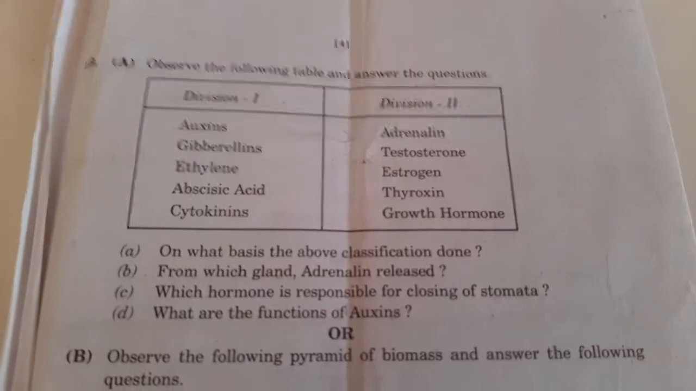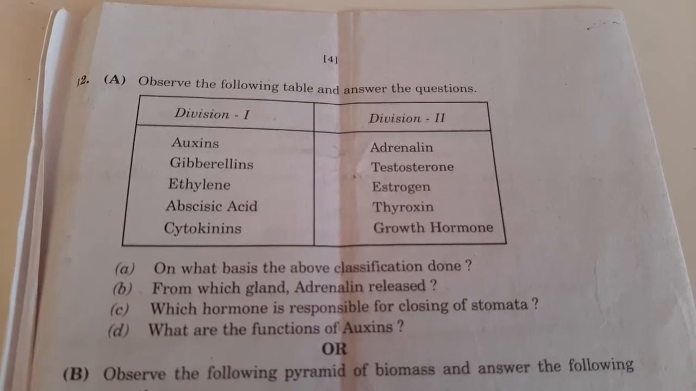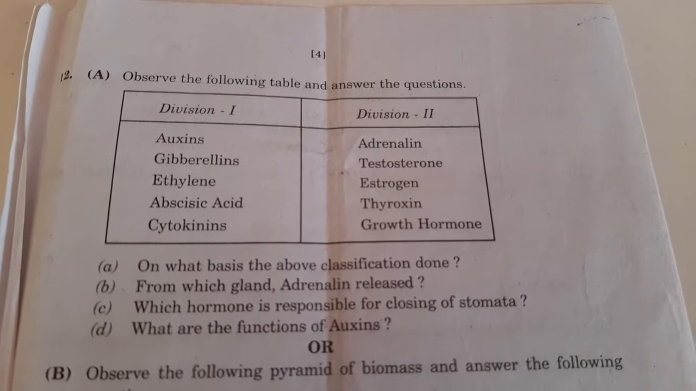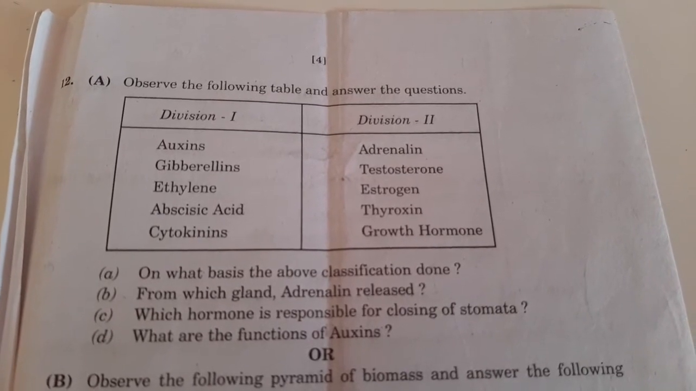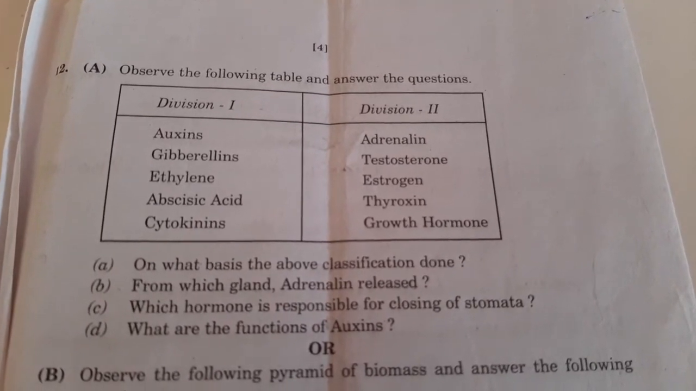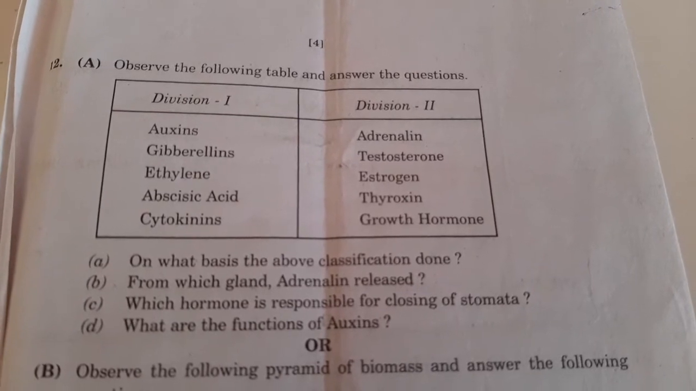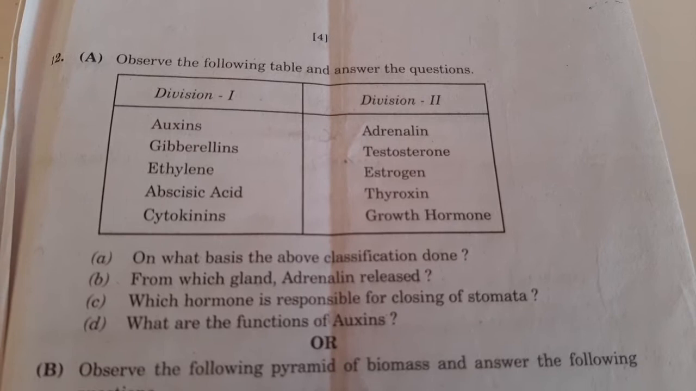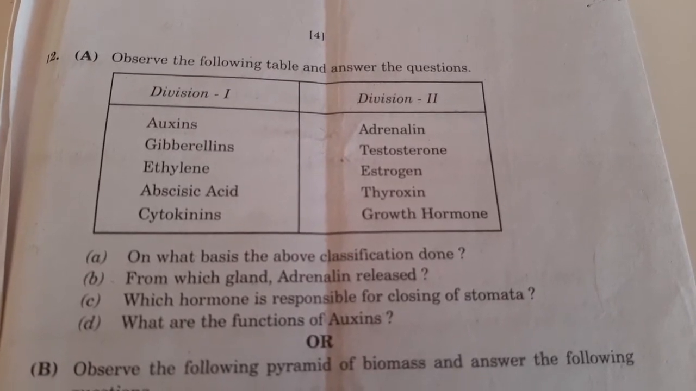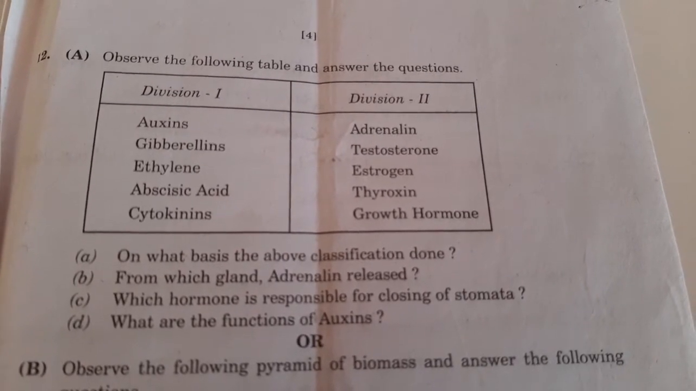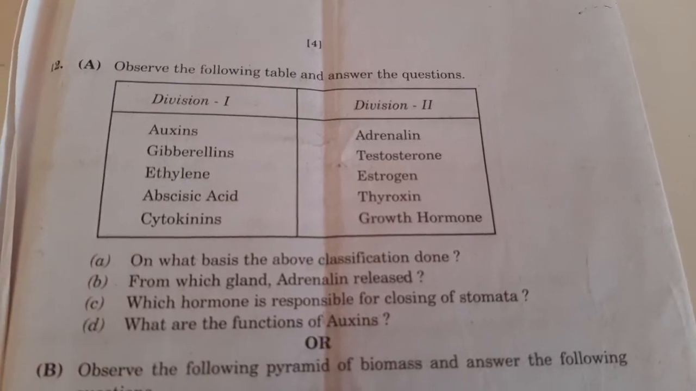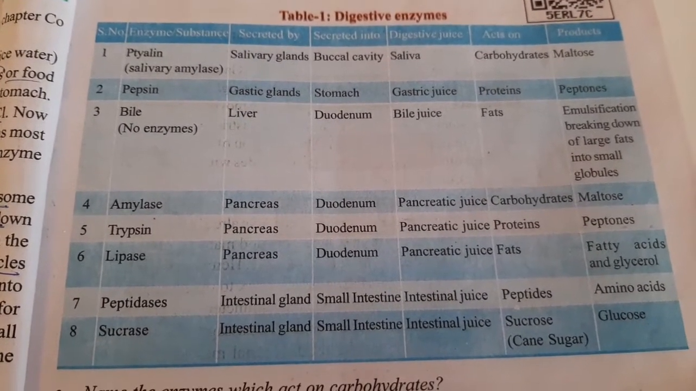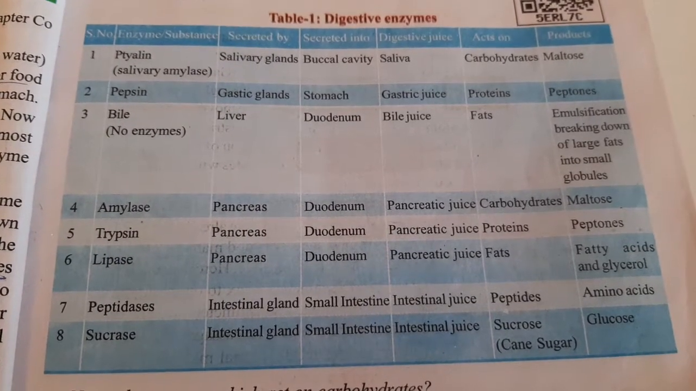Okay, and also observe this question number 12a. So observe the following table and answer the questions. This is also table related questions. So students, you may get this type of questions based on table. You may get this type of questions in your examinations. Okay, so that in this video I would like to introduce a simple table.